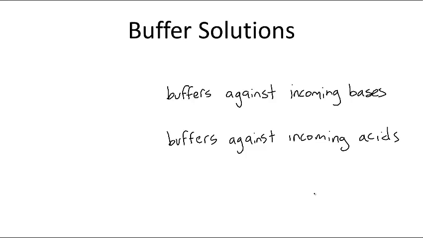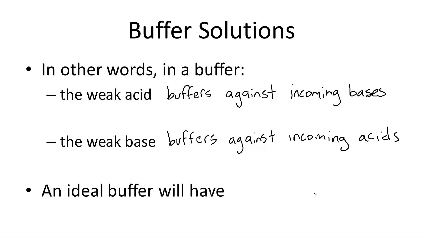All right, so this is the idea with buffers. We have a defense force against incoming acid. We have a defense force against incoming base. So ideally, if we want a buffer to work equally well against incoming acids and incoming bases, right? If we have a situation where we're not sure what might fall into the solution, then what we want is equal concentrations of the acid and its conjugate base. So equal concentrations of both the weak acid and the weak base.